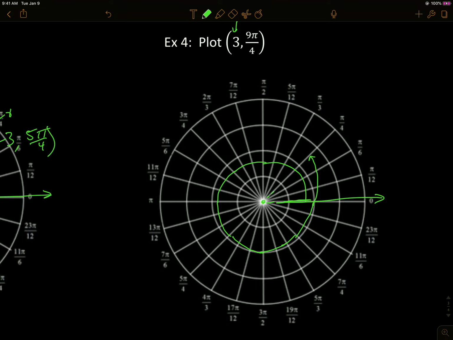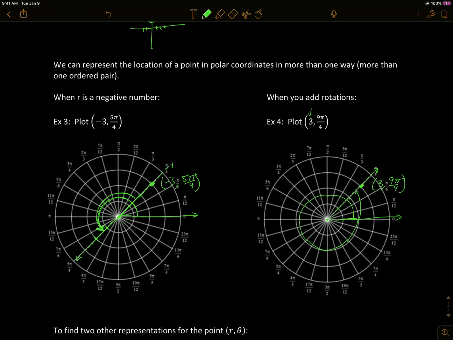Oh, sorry, this is from my polar axis. Then I go out along this ray because 3 is positive, so I go out in that direction 3 units, 1, 2, 3, and there I am. And the coordinates of that point are 3, 9 pi over 4. So here's yet another way to write the same point.